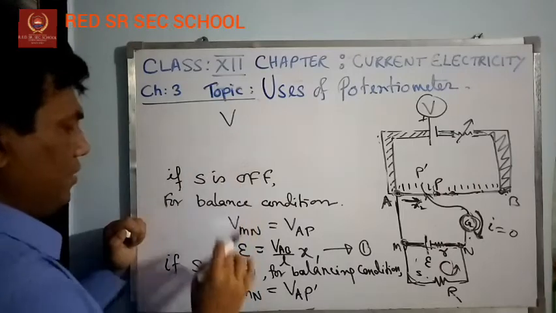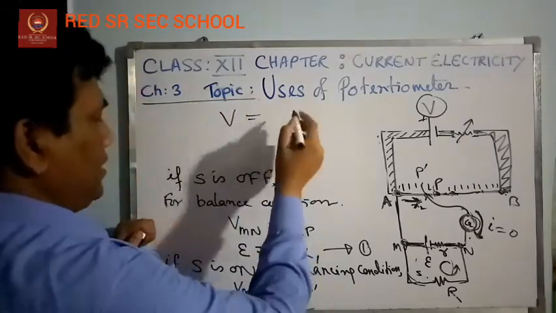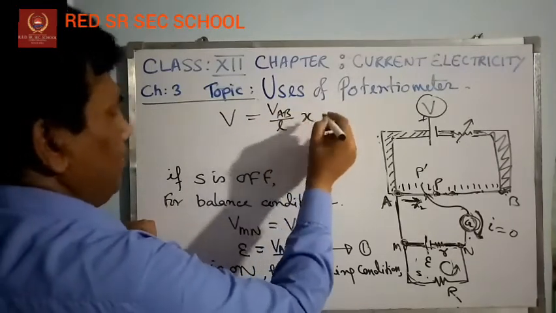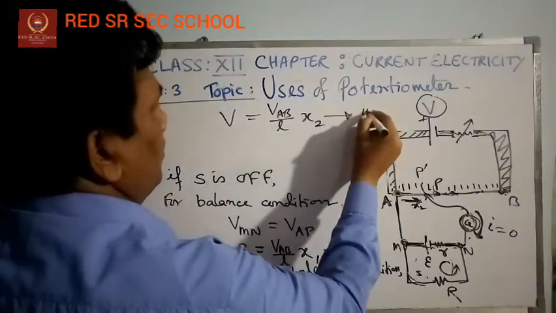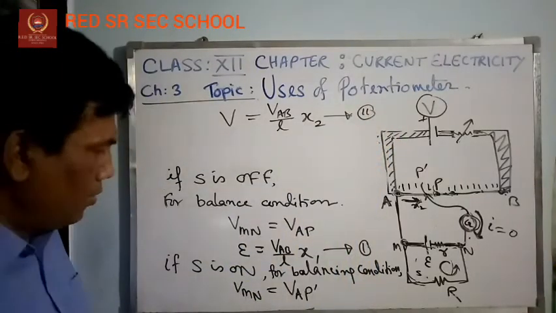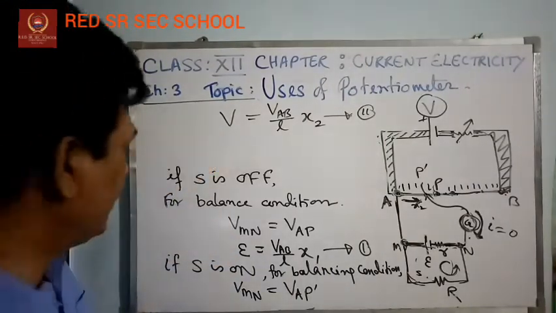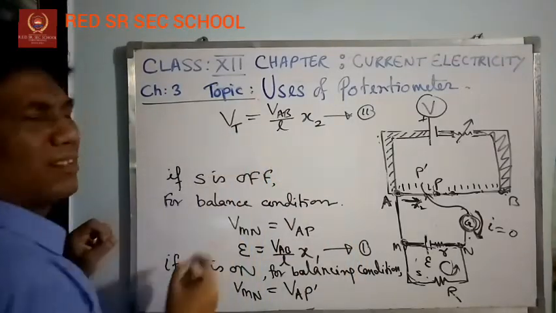VMN is not EMF now. VMN is terminal voltage, equal to the potential gradient into the new length x2. Are you getting it? This is equation number 2. I am repeating, what is E? EMF. What is V? Terminal voltage. If required, you can write VT, terminal voltage.